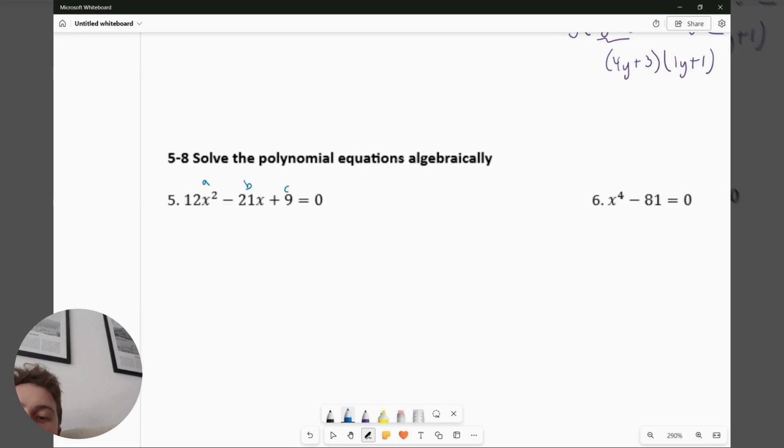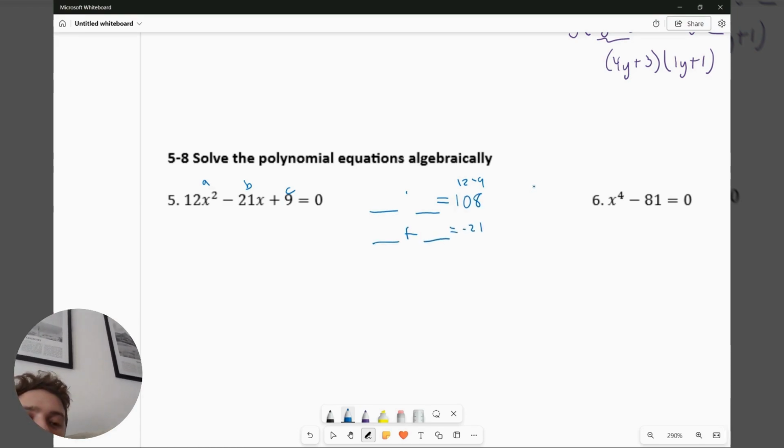So for number 5, that would be our ABC, finding what multiplies to 12 times 9. 12 times 9 is 108. And we need to find what adds to negative 21. So you could take 108, you could go into Desmos, find what goes into it. 1 and 108, 2 and 54. 3 would go in 36 times.